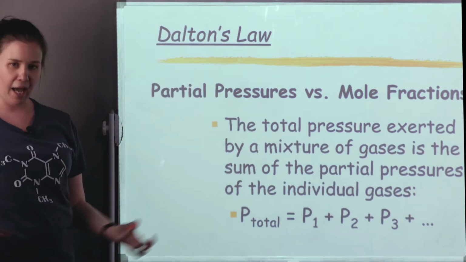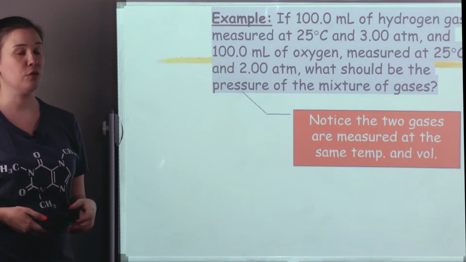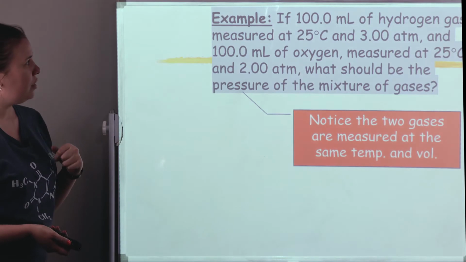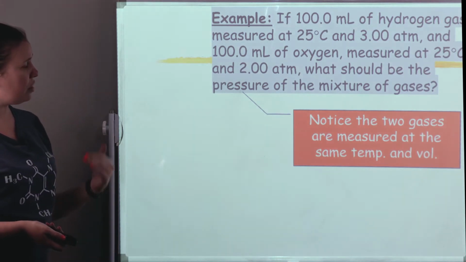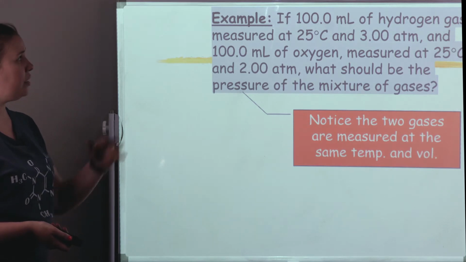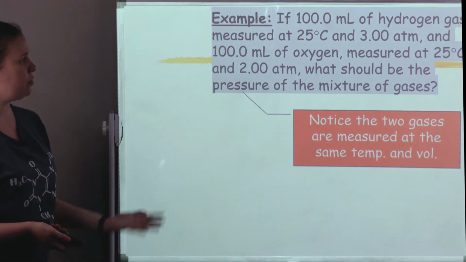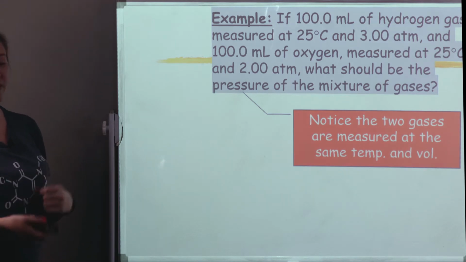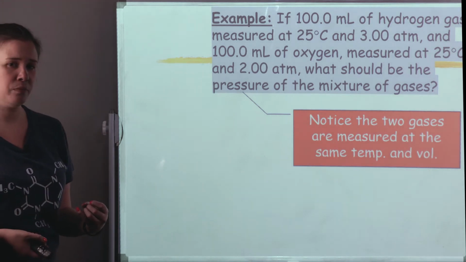The idea is just that you're adding up those total pressures. So let's look at an example. This time I have 100 milliliters of gas at 25 degrees Celsius that has a pressure of 3 atm. Again, 100 milliliters, again 25 degrees Celsius, but now a pressure of 2 atmospheres. So what would be the pressure if I mixed those two things together?